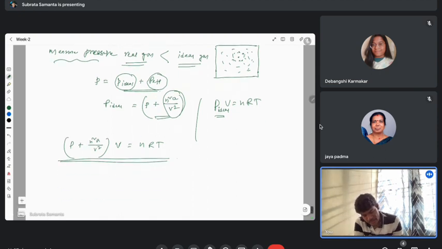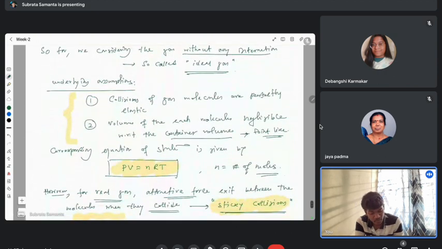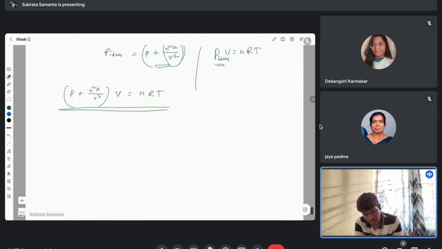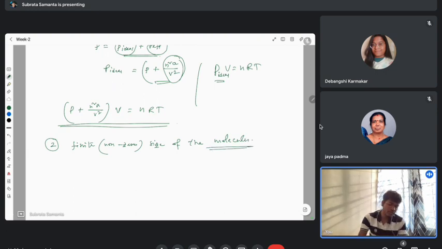Now we are going to the second assumption. What is the second assumption? The second assumption for the ideal gas is that the volume of each molecule is negligible with respect to the container volume. For the real gas, the second assumption is that each molecule has a finite size, let's say a non-zero size of the molecules.